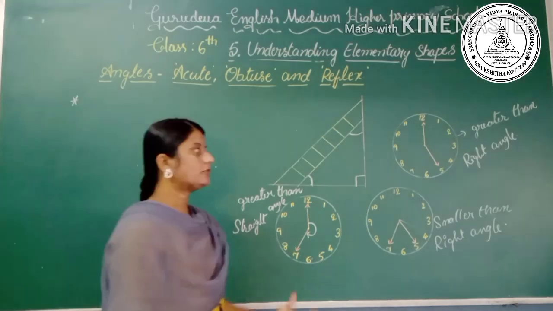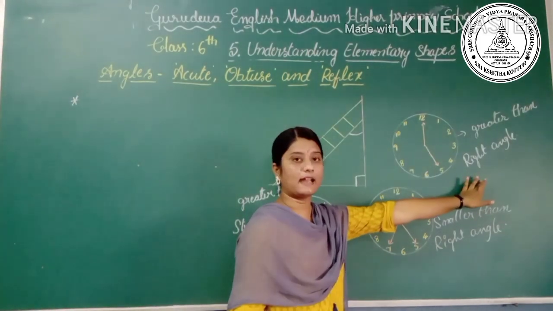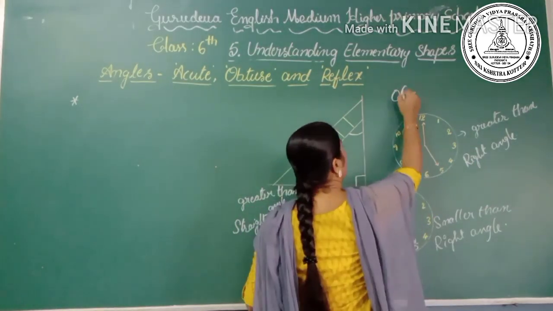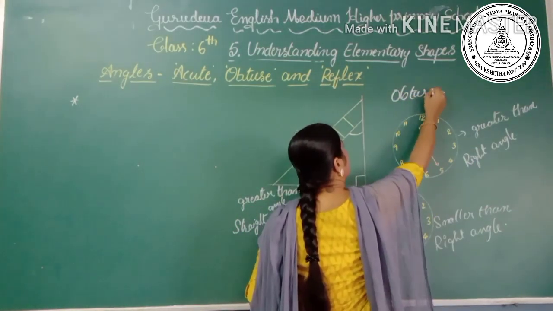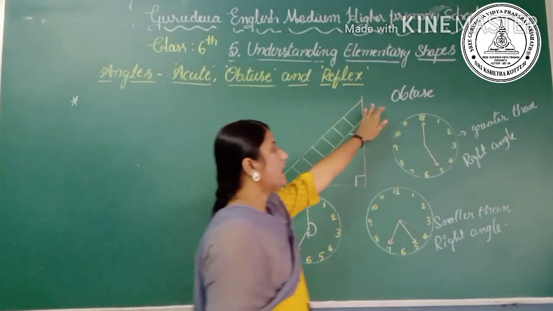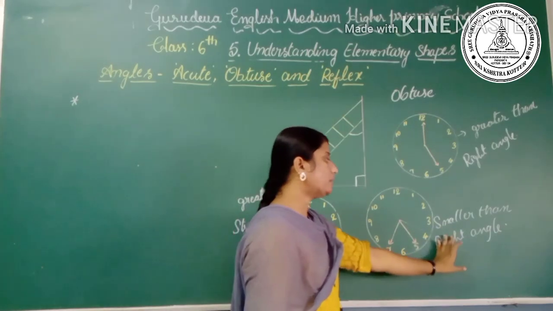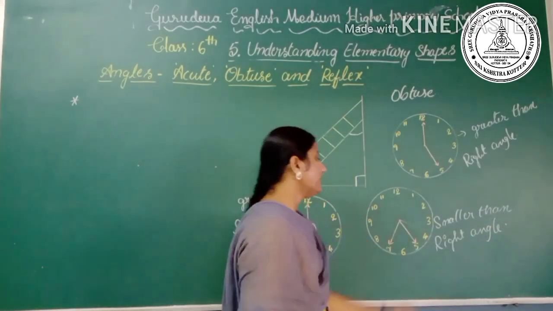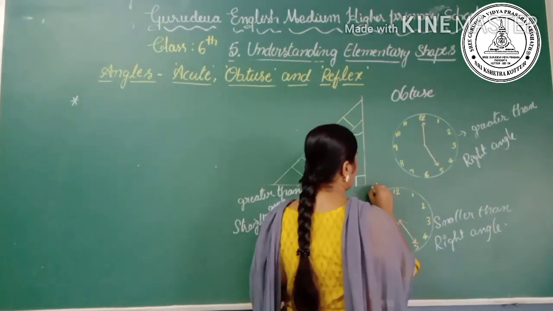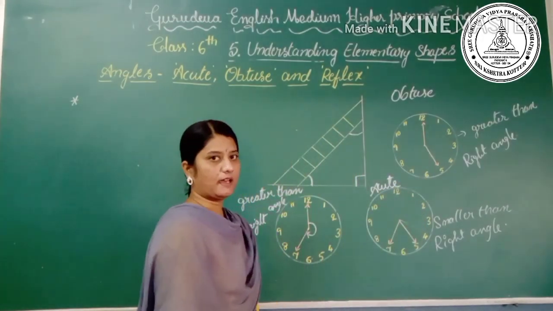So finally we can conclude that the angle greater than the right angle is called an obtuse angle. And the angle smaller than the right angle is called an acute angle.